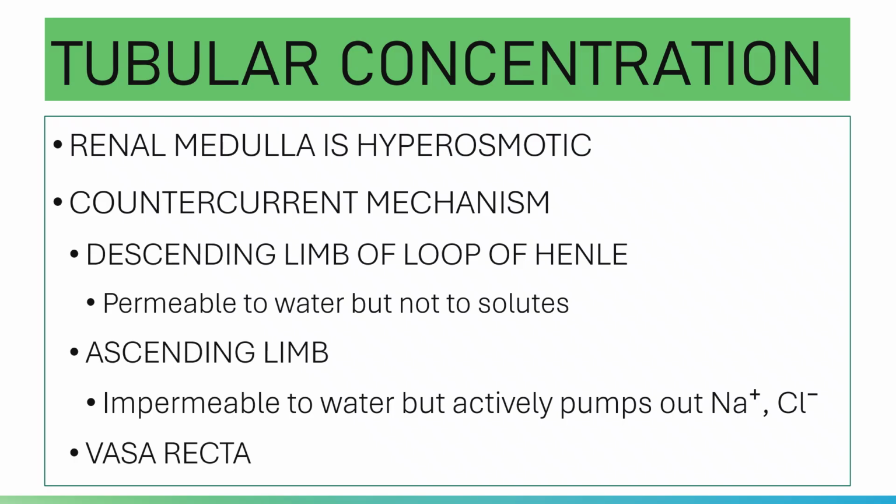Please note also that your ascending limb is impermeable to water, but actively pumps out sodium and chloride. The filtrate coming from the descending limb of the loop of Henle, which is concentrated, becomes diluted when it reaches your ascending limb.